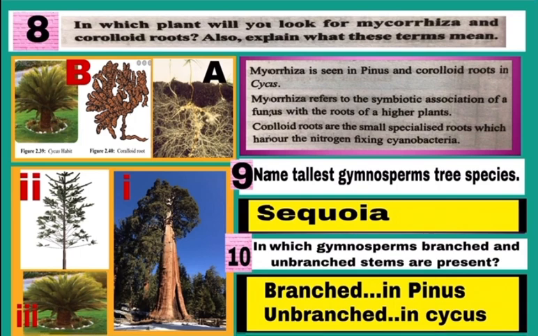Come to question number 9. Name tallest gymnosperm tree. It is sequoia. See its height in picture 1. Question number 10. In which gymnosperms branched and unbranched stems are present? Branched stems are found in Pinus. See picture 2 showing branched stem of Pinus, and unbranched stem are found in Cycas. See picture 3 showing unbranched stem of Cycas.